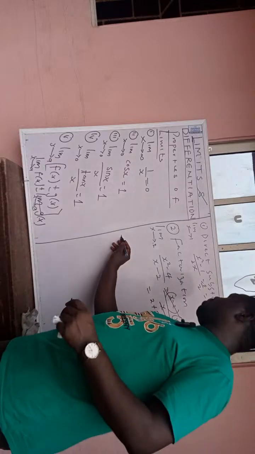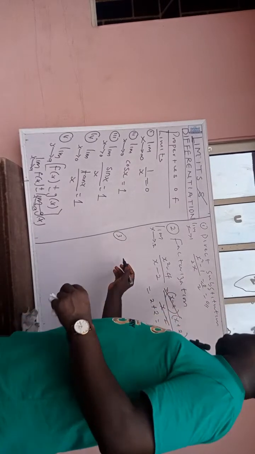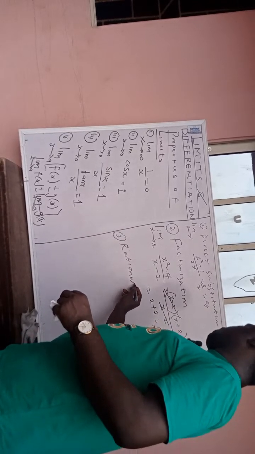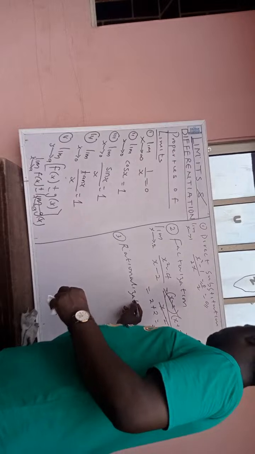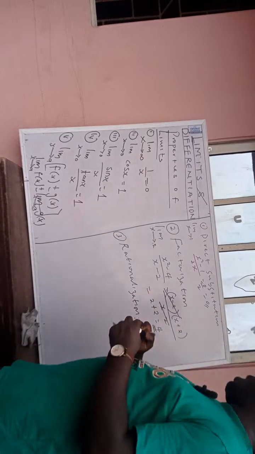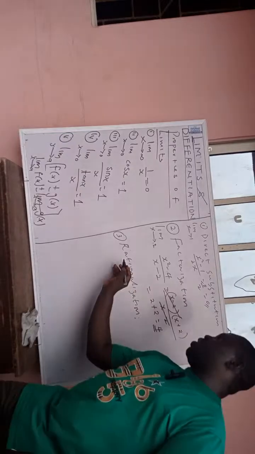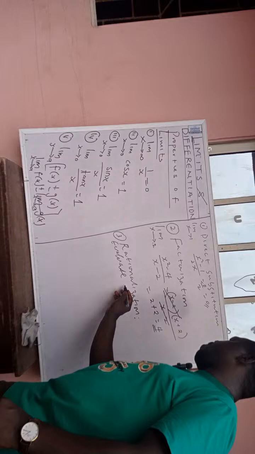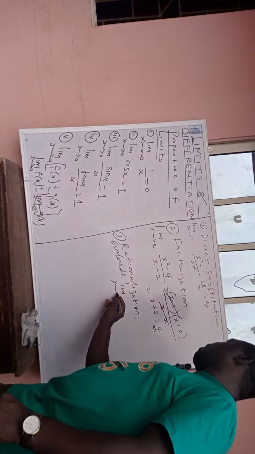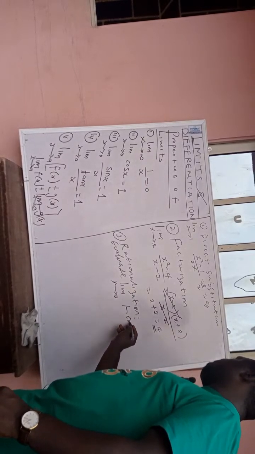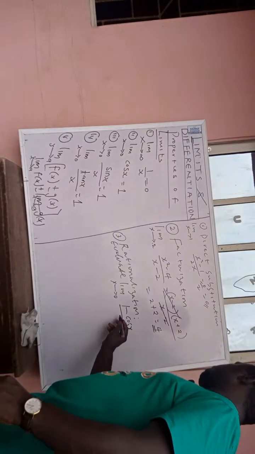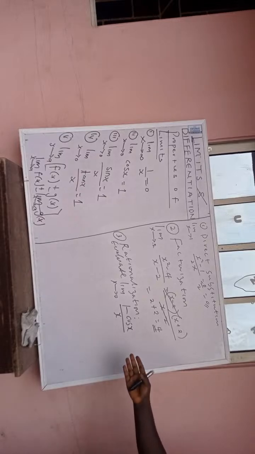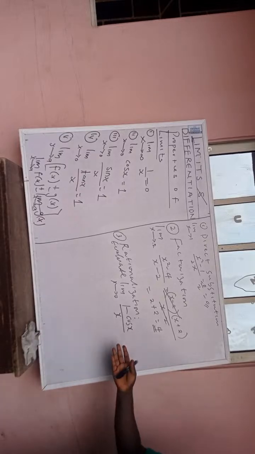Number 3, rationalization. Now, there are limits that we have to rationalize. Let me give you an example. Evaluate the limit as x tends to 0. Imagine this again. A limit like this, you cannot do direct substitution.